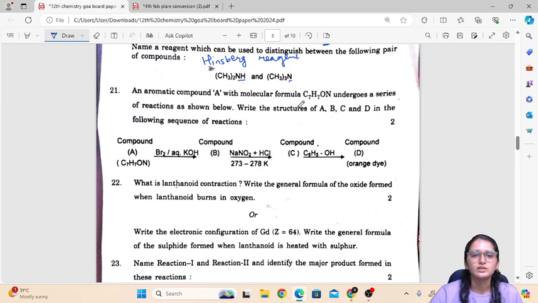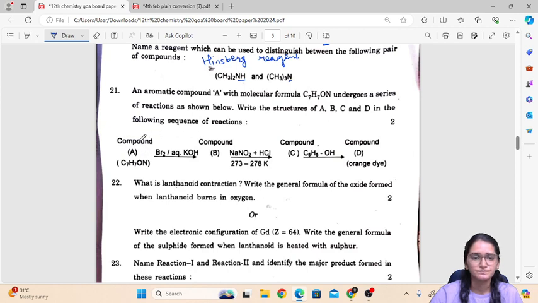Now the next question is, an aromatic compound A with molecular formula C7H7ON undergoes a series of reactions as shown below. Write the structures of A, B, C and D in the following sequence of reactions.